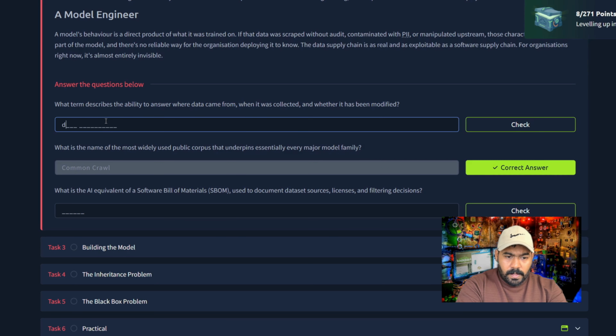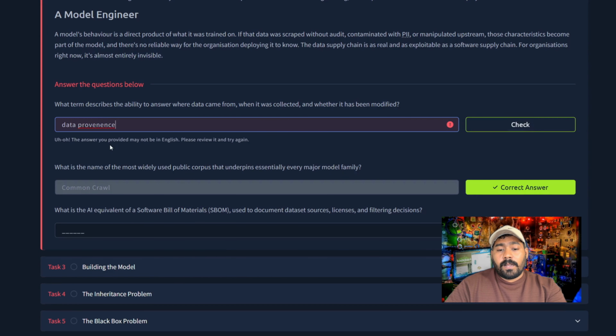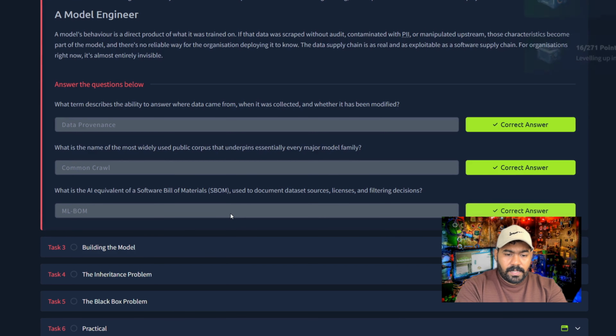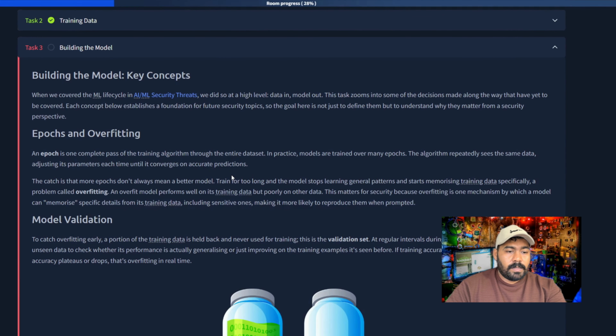Okay, answer correct. So question number three: what is the AI equivalent of software bills of material? As I mentioned, it's what is used to document dataset sources, licenses, and filtering decisions. It will be ML-BOM. Okay, it's correct. Let's move to Task 3: building the model.